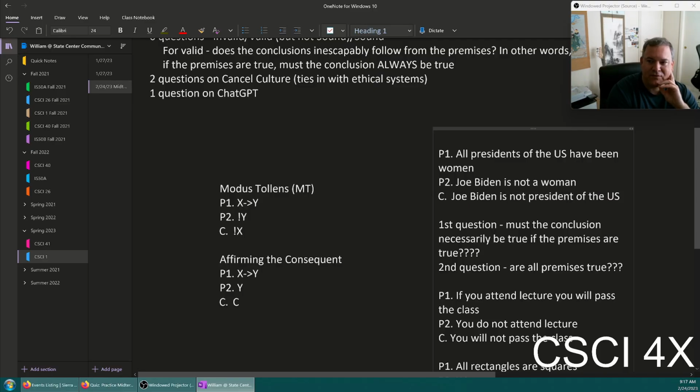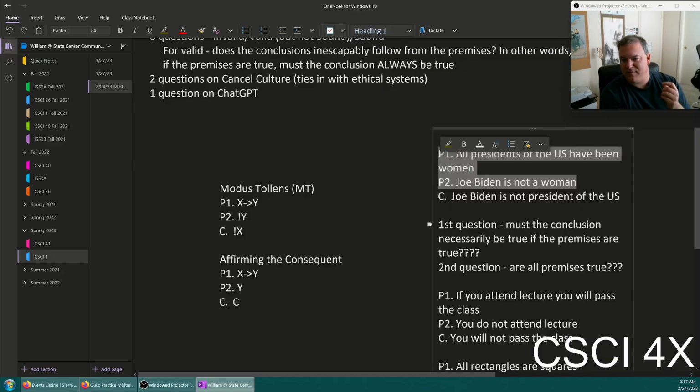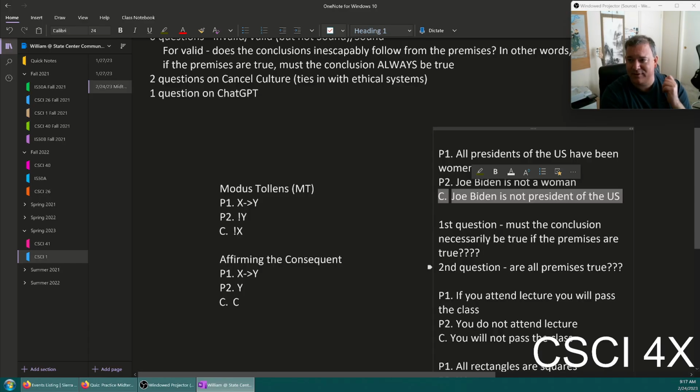So the first question you ask is, if these two premises are both true, must it necessarily, absolutely, positively be true that Joe Biden was not president of the United States? So if all presidents have been women and Joe Biden is not a woman, must it necessarily be true that Joe Biden is not president of the United States? And the answer is yeah, actually. So this is a valid argument. This is not an invalid argument.